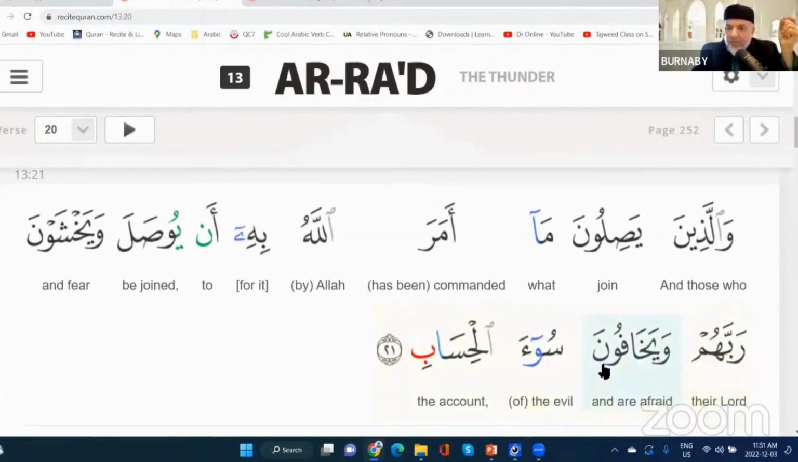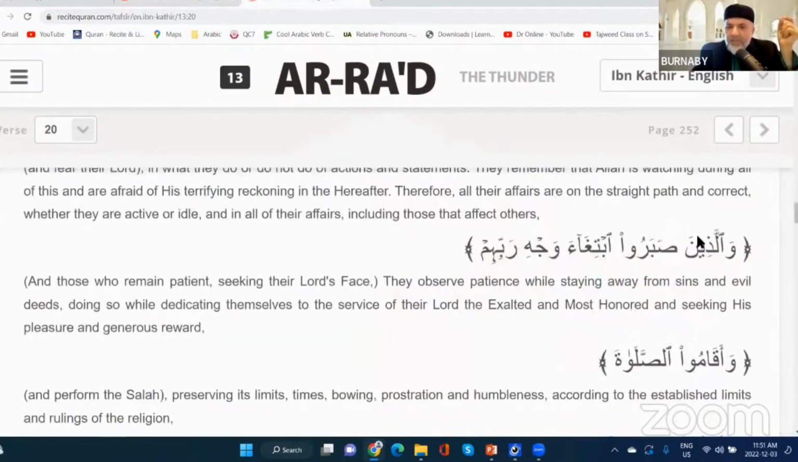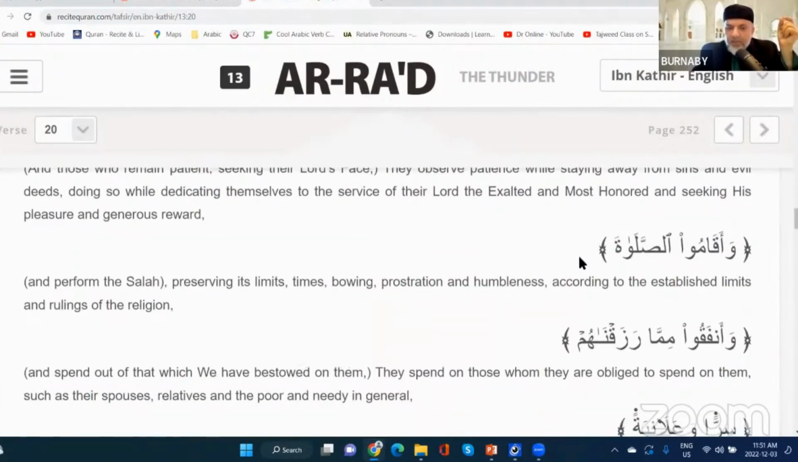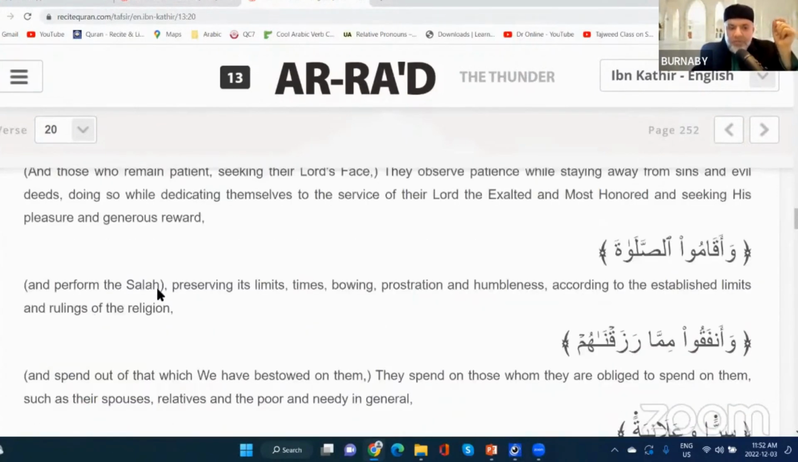Because what are we looking for? Allah subhanahu wa ta'ala is blessing these people with what? Jannah. Okay. So they perform the salah, preserving its limits. That is how it's supposed to be prayed. And the times, praying at the right time. And they're doing the ruku properly. And the prostration, the sujood properly. And in the salah, they are humble. According to the established limits and ruling of the religion.